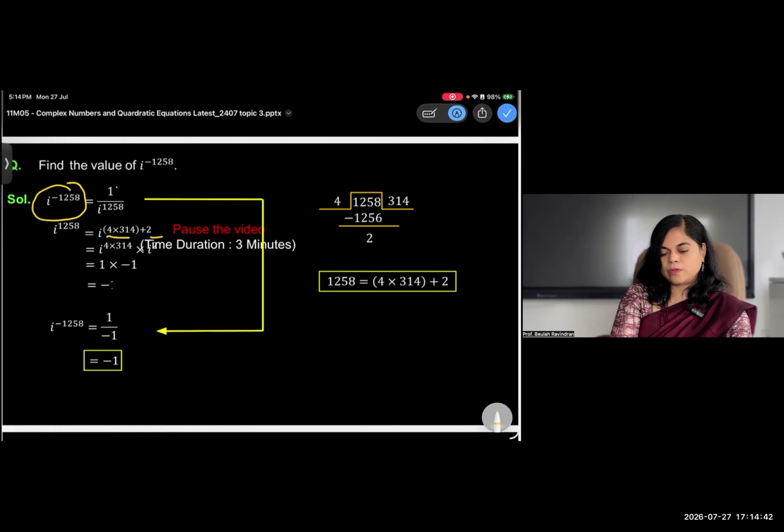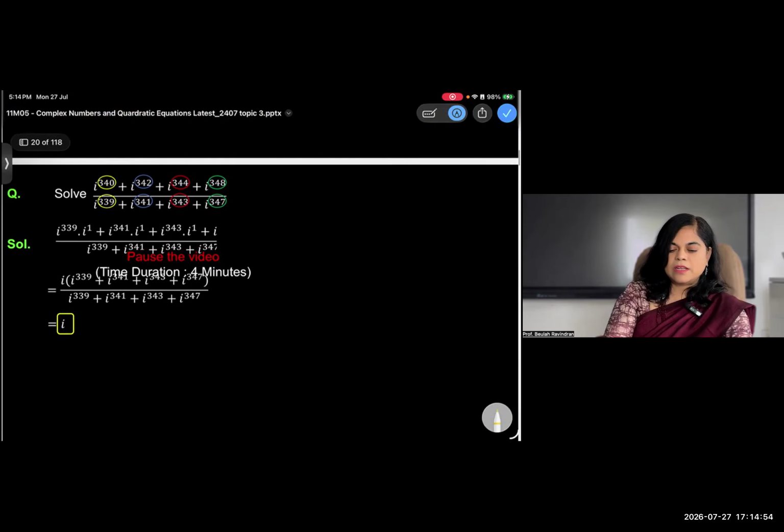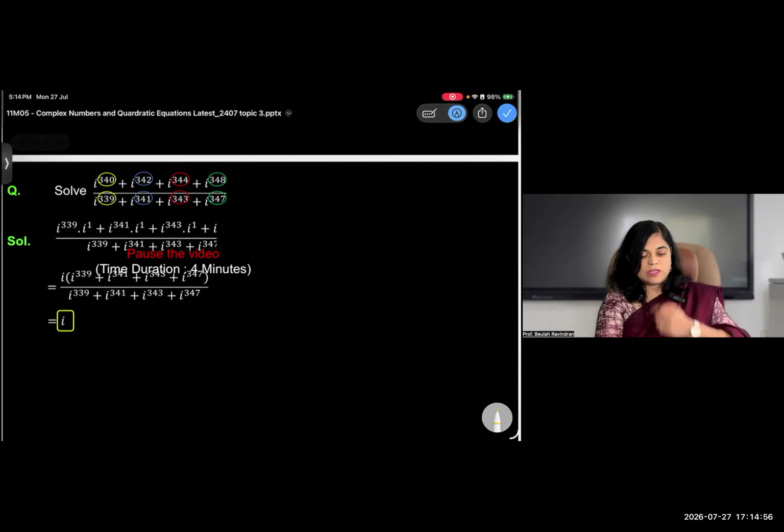So i squared is minus 1, and 1 into minus 1 is minus 1 here. So this minus 1 you have to place in the denominator. So 1 by minus 1 will be minus 1 again. And then this is a challenge. This is a very important problem.